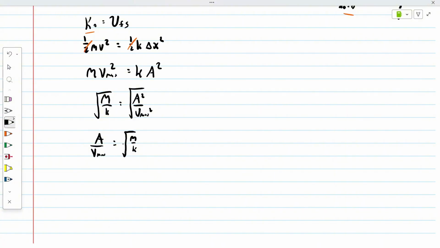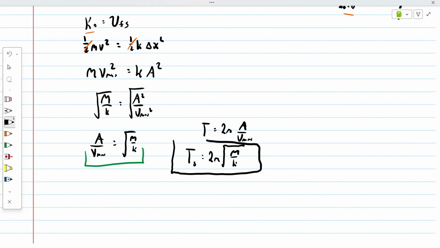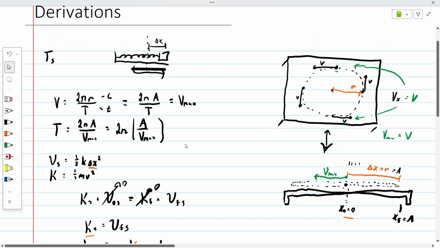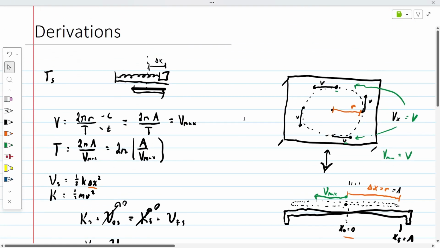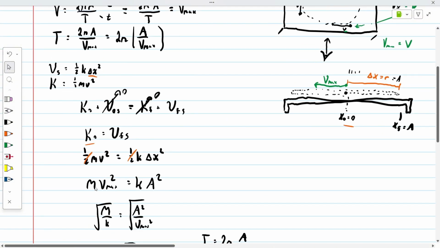And so we can go all the way back to our equation that we were deriving before, where the period equals 2 pi A over v max, and we can just substitute this in right here, and we get our period of a spring is 2 pi the square root of m over k. And so that right there is the equation that we used before. So yeah, pretty cool derivation for the spring. Kind of using a circular motion to show simple harmonic motion and comparing all the variables, using stuff from circular motion, stuff from energy. It's pretty cool.